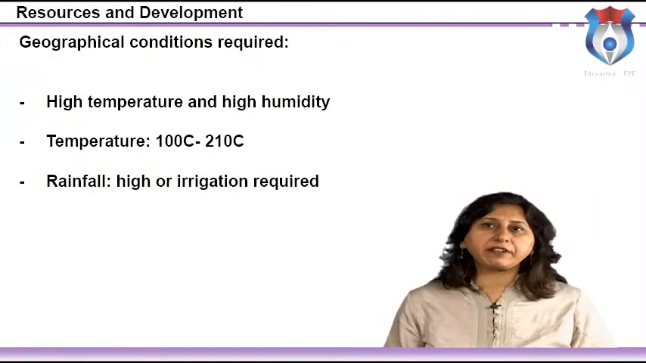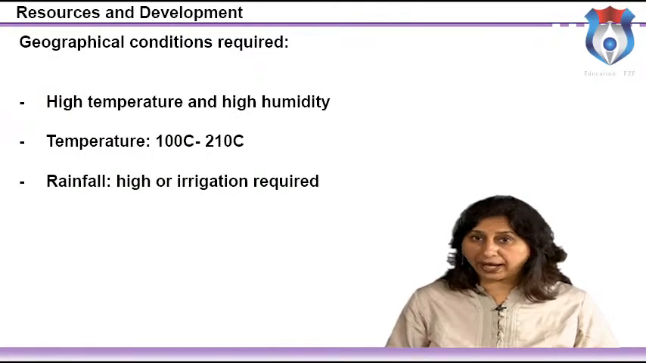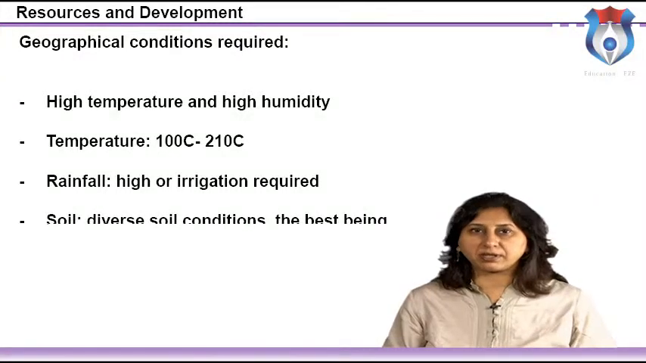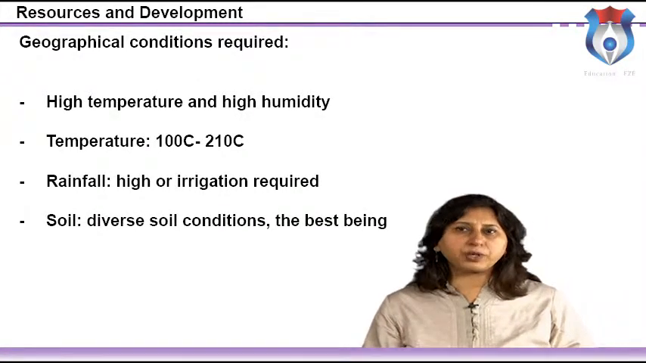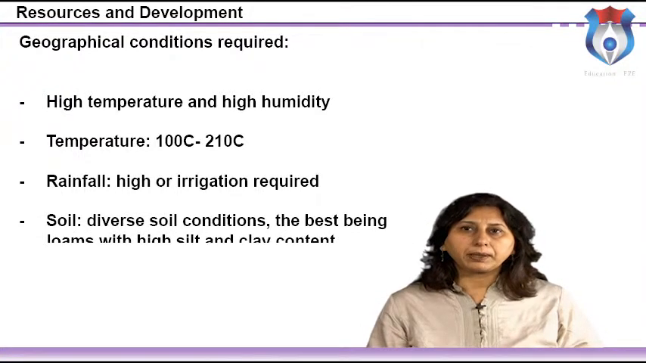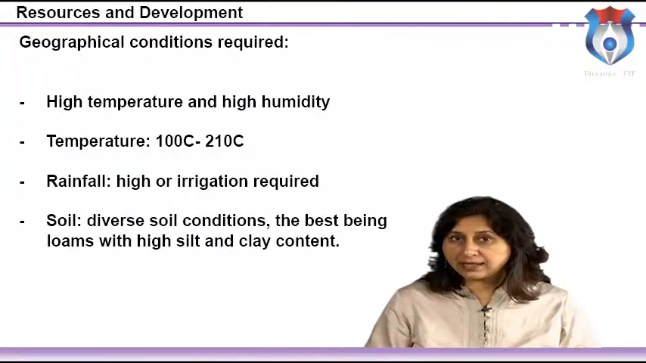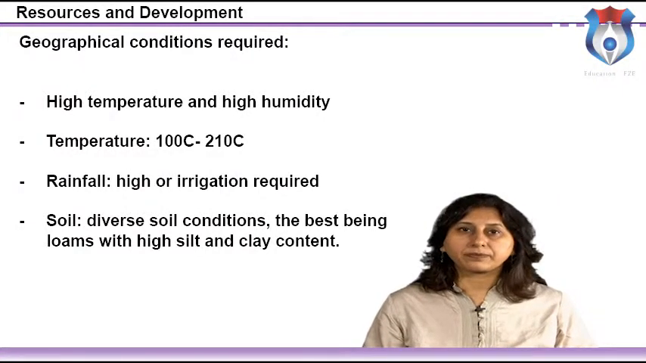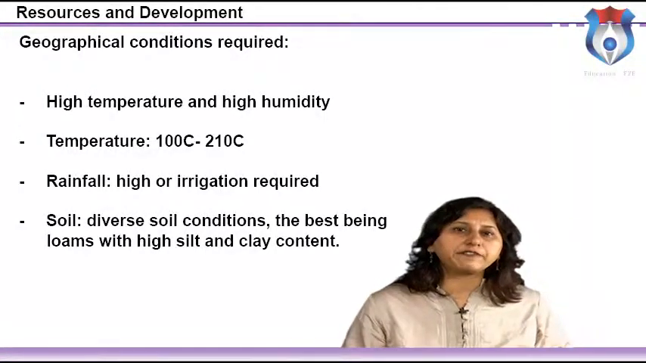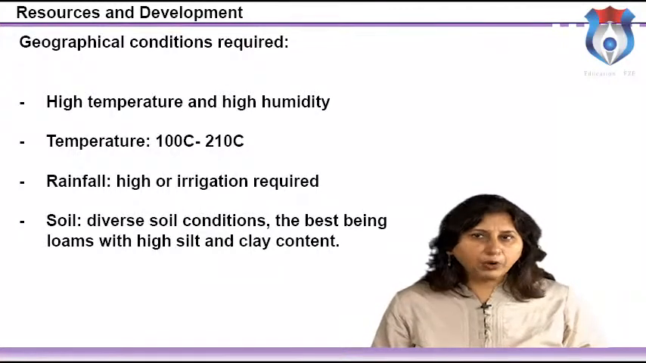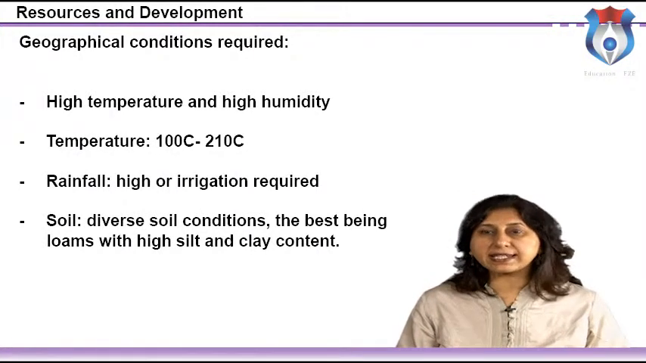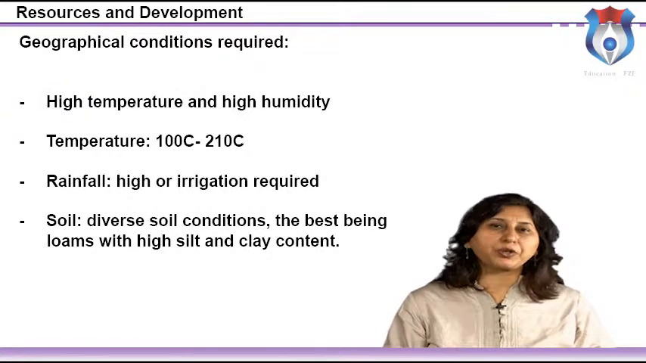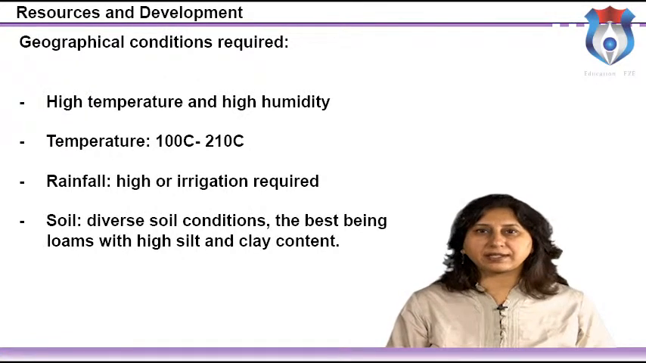Of all the environmental factors affecting rice culture, water supply is the most important. It grows best in regions of heavy rainfall, but where rainfall is less, irrigation is essential for the success of the crop. Rice grows under diverse soil conditions. However, loams with a high silt and clay content are the best.